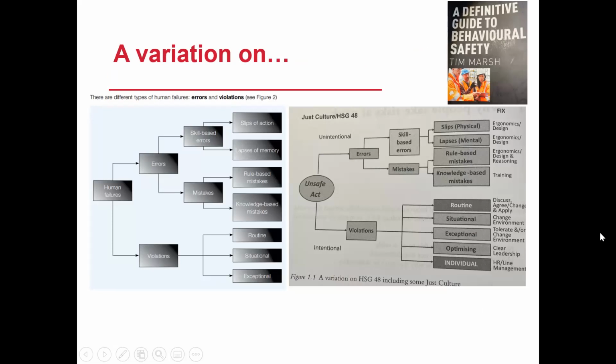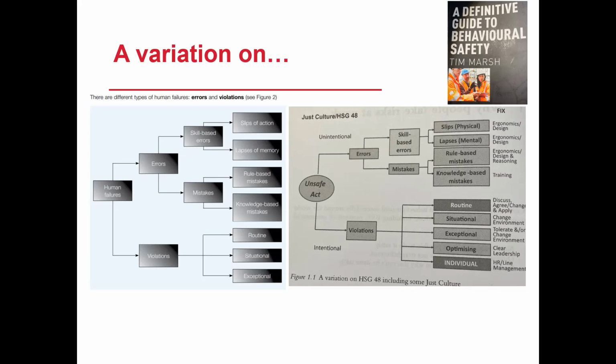In this one, I wanted to show you the HSG 48 version of errors and violations. So you can see the flow chart there on the left. But inside the book that I was talking about before, one of the books by Tim Marsh, A Definitive Guide to Behavioural Safety, he uses a fix approach to this. So starting off with those typical unsafe acts and behaviours that can lead to incidents, you've still got errors and violations in there. You've got the skill-based errors and the mistakes, and then you look further on that and break it down. So for each of those, there's a fix.